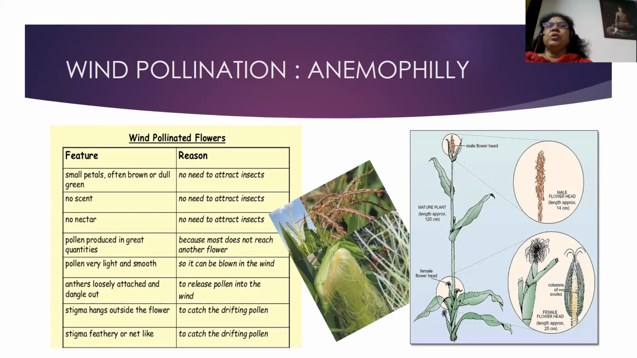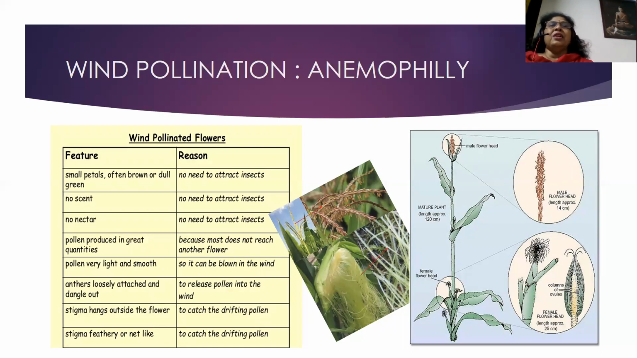Now, wind pollination is known as anemophily. For a plant to be wind pollinated, what should the features be? They should be small in size. They are often dull. There is no scent, no nectar produced because there is no insect. They do not have to attract the insect. The pollens are light and smooth so that they can be carried away by the wind. A large amount of pollen is produced. The quantity is very high.